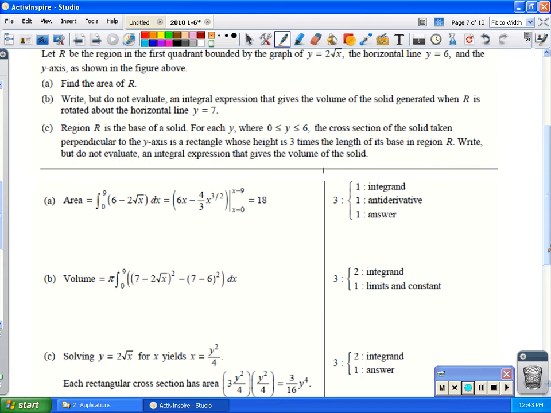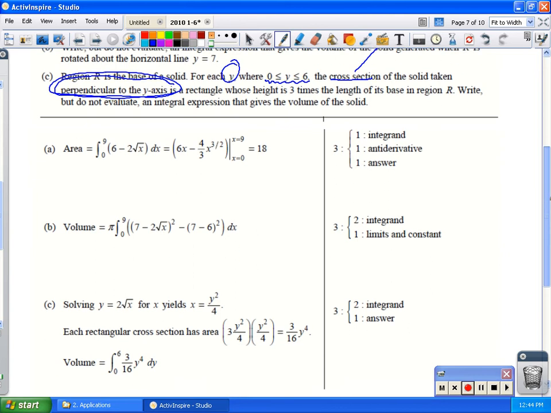Part C, region R is the base of a solid for each y. Now they're already telling you that you're going to be working in terms of y. They're cross sections, so we're making a cake. They're telling us that the slices, this is the key right here, the slices are perpendicular to the y-axis, so in terms of y. We have a rectangle whose height is 3 times the length of its base.